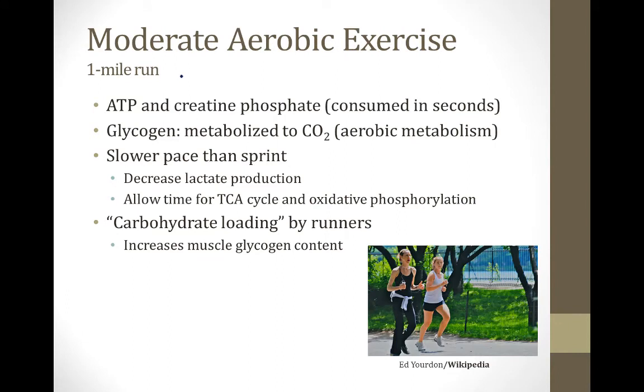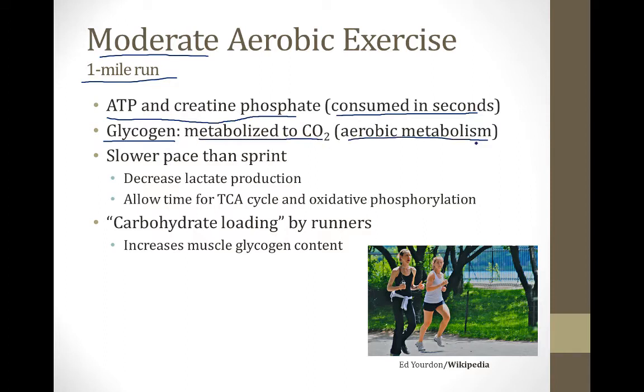Now let's talk about the biochemistry of aerobic exercise. And first, let's consider moderate aerobic exercise. Let's talk about what happens when you go on a 1 mile run. The ATP and creatine phosphate in your muscles is consumed in the first few seconds, as we talked about in the last slide. Your muscles will then begin to metabolize glycogen, but because you're not in an all-out sprint, they can use the slower metabolic pathways like the TCA cycle and electron transport. In other words, they can metabolize the glycogen all the way to carbon dioxide. This is aerobic metabolism using oxygen.